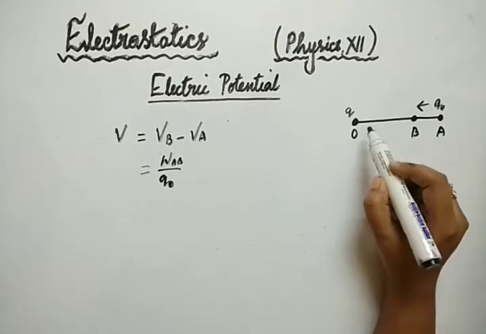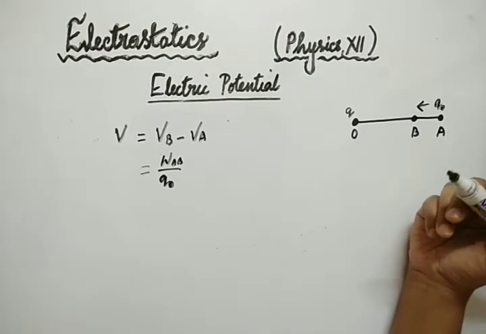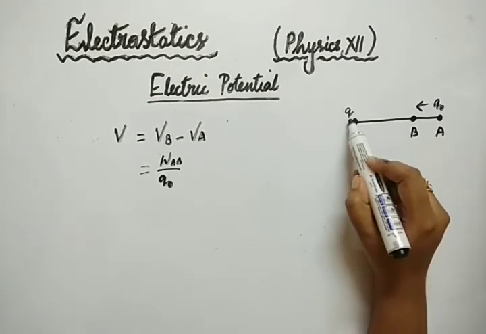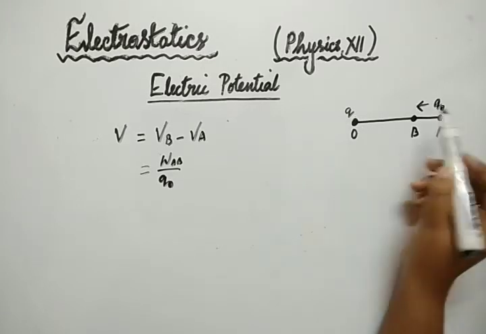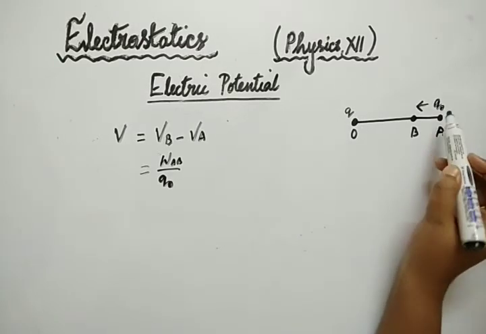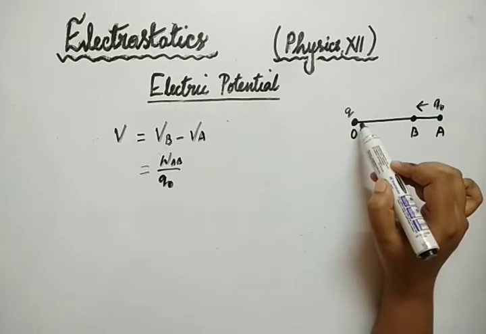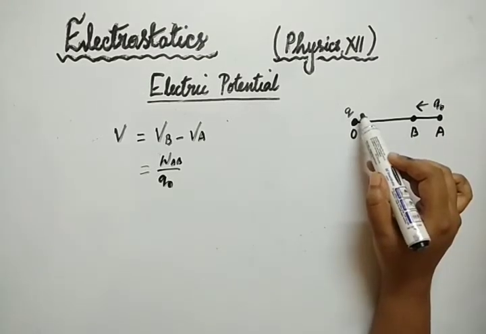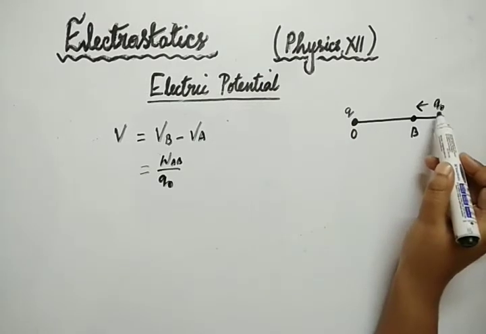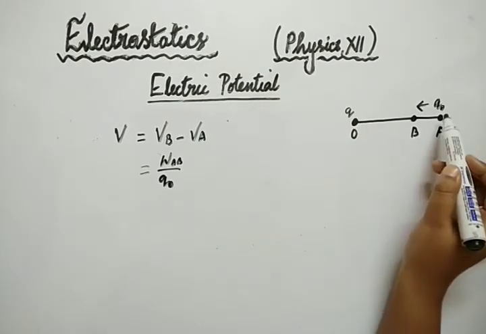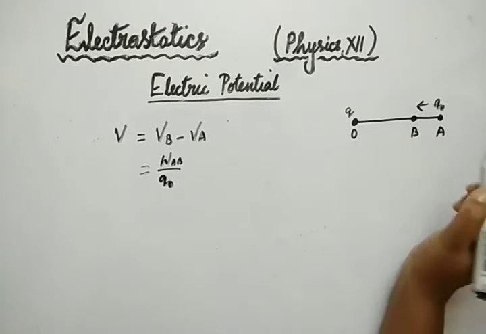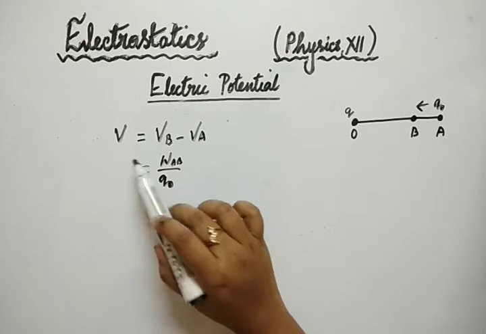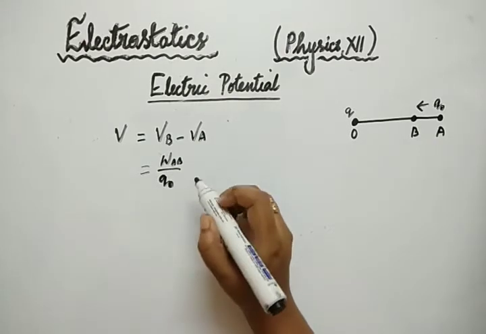Now you can ask why work needs to be done. Since you can see here, there is a source charge kept here and there is a test charge kept here. When you take the test charge towards the source charge, both of them are positive, so it will feel a force of repulsion. So it has to do work against this force in taking this charge from this point to this point. So this is your definition of potential difference.